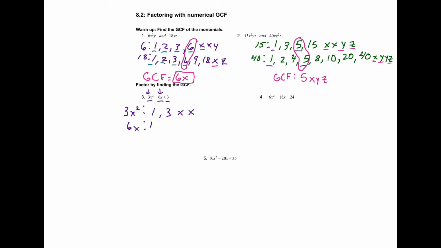So the factors of 6 are going to be 1, 2, 3, and 6, exactly like if you look at number 1. And then we've got 1x there. And then the last thing I have is 3, which is just going to be 1 and 3.